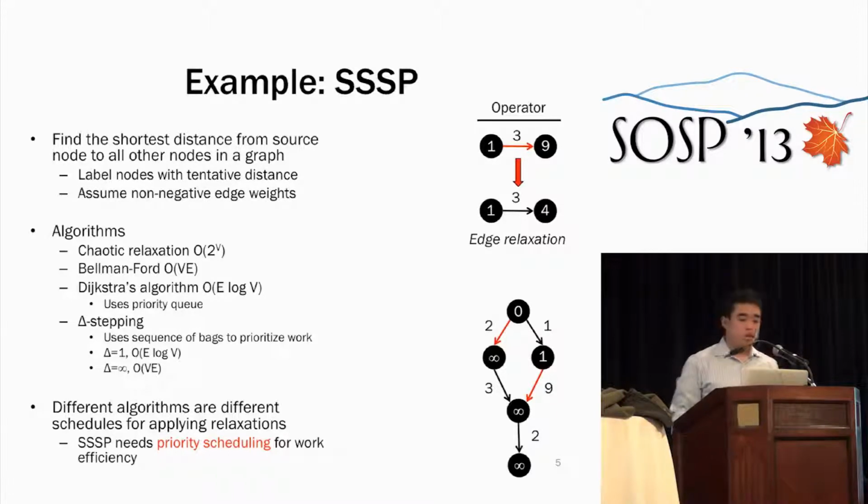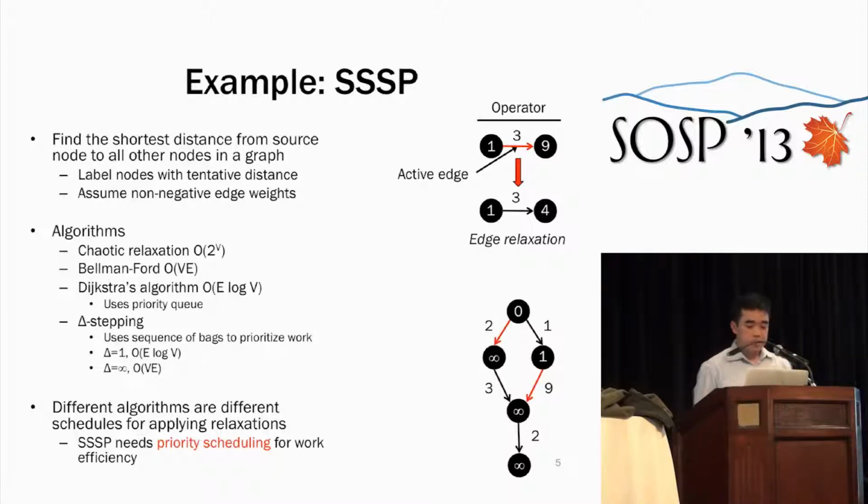As an example, look at the edge up on the upper right. Here we have an edge where the source of the edge, its distance label is 1, and the destination of the edge, its distance label is 9. The edge connecting these two nodes has a weight of 3, so we can improve our distance estimate from 9 to 4. This operation in SSSP is called an edge relaxation.